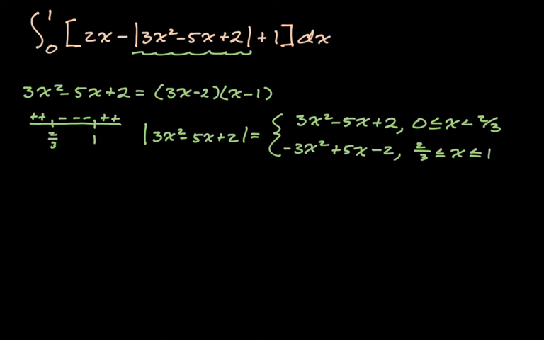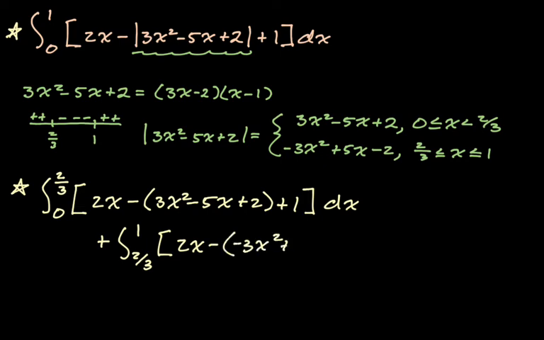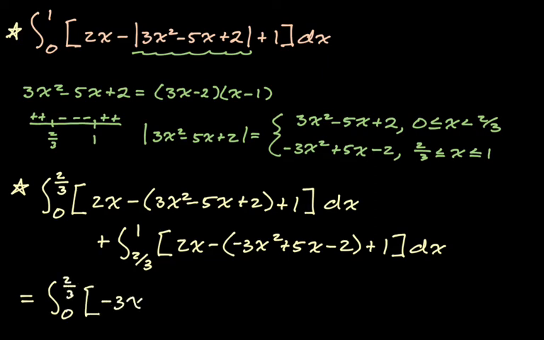All right, so what are we doing? We're going to take this integral and we're going to rewrite it by using the piecewise function. So it becomes 0 to 2/3, we got 2x minus the quantity 3x squared minus 5x plus 2, because that's what we replace the absolute value with on that interval, plus 1 dx. And then plus the integral from 2/3 to 1 of the greatest integer of 2x minus the opposite, so negative 3x squared plus 5x minus 2. And we're using the opposite because on that interval the quadratic is negative, so the absolute value is the opposite of it. So we get this. I'm going to rewrite this one more time so that it's cleaner. And then there will be two integrals, and we're going to deal with each of them separately.